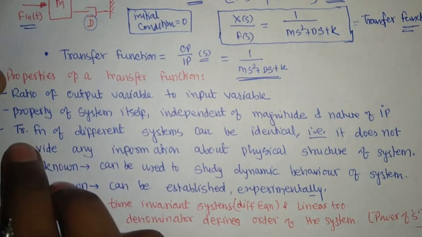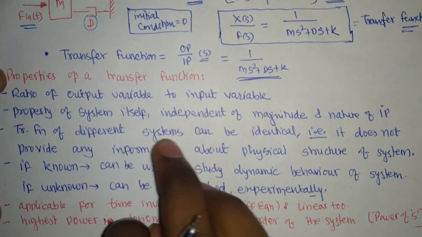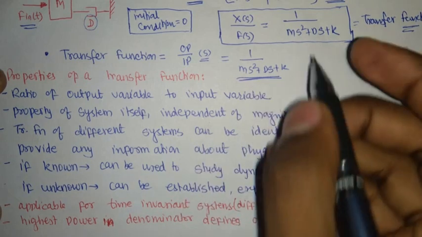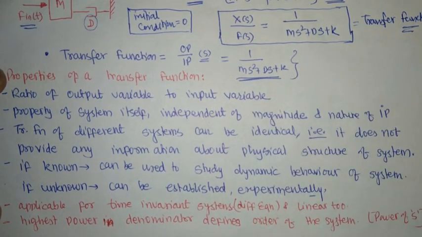Then the next one is that the transfer function of different systems can be identical. This same type of transfer function can belong to other systems also. When we take an electrical circuit which has an inductor, a capacitor and a resistor, we will get a similar type of transfer function. So we can get the same transfer function for many physical systems.